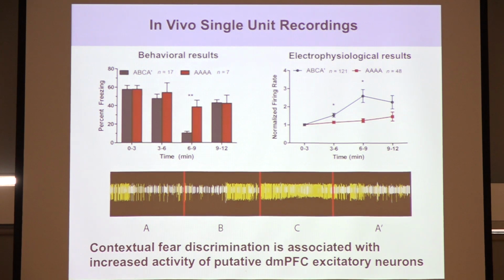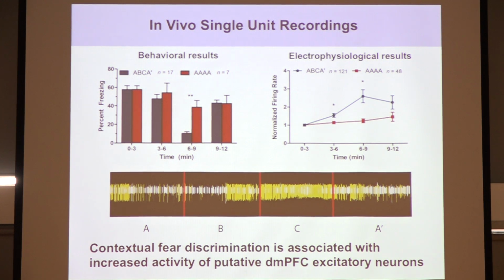So the conclusion from that is that the contextual fear discrimination here is associated with an increased activity of putative prefrontal excitatory neurons. I didn't mention it, but we concentrated on the excitatory neurons for this experiment.